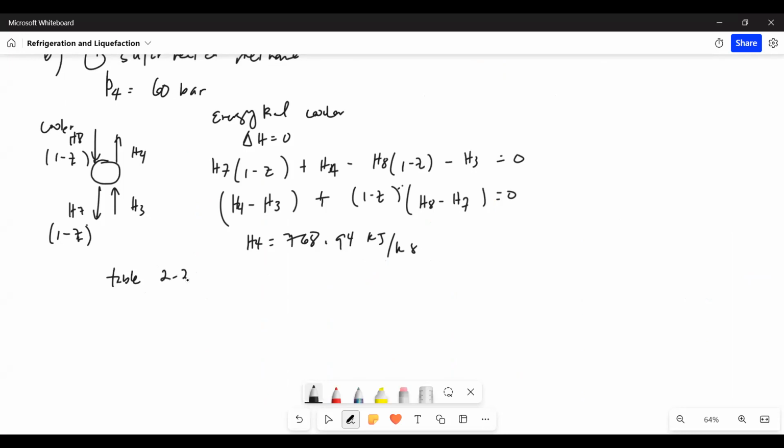From table 2-282, interpolate at P equal to 60 and H equal to 768, you will find that the temperature is 206.6 Kelvin. Okay, so that's the solution for this problem, and let's stop the video for now.